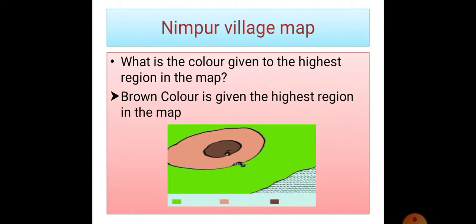Now, the Nimpur village map, if you just draw it, this is how it looks. You're not able to see, right? With the help of colors, we are drawing this. What is the color given to the highest region in the map? Brown color is given to the highest region in the map, which is the mountain area, the hill area, I can say 150 meters above the sea level.